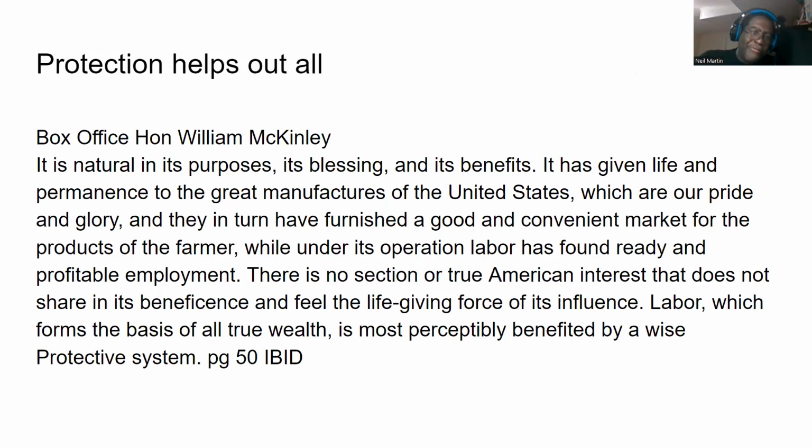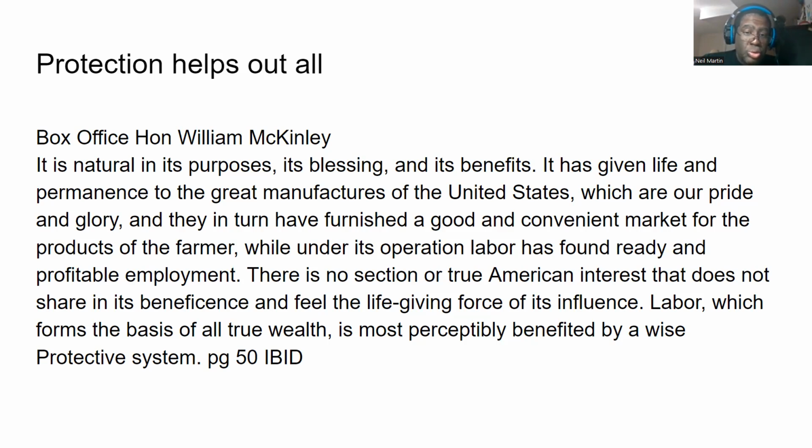Okay, this is by William McKinley. Now, William McKinley was the best protectionist congressman of his time. It is natural in its purposes, its blessings and its benefits. He's talking about protection. It has given life and permanence to the great manufacturers of the United States, which are our pride and glory. And they in turn have furnished a good and convenient market for the products of the farmer, while under its operation he has found ready and profitable employment.